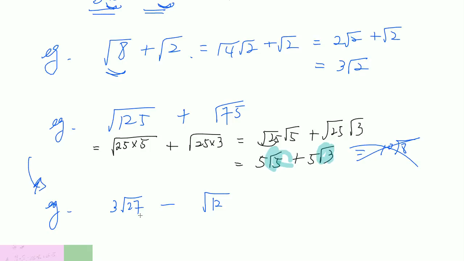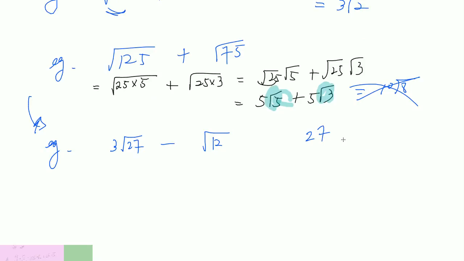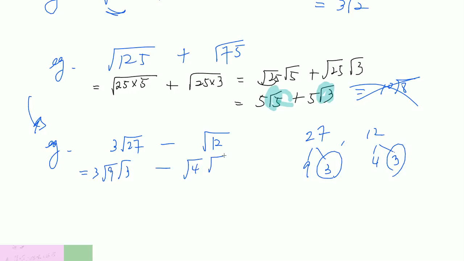So they're different, right? They're different. Look, 27 and 12. Break it down like factor-wise. This is 9 times 3, right? This is 4 times 3, right? Look, right away I can see that they share a common factor of 3. So let's do this, right? 9 root 3, 4 root 3.